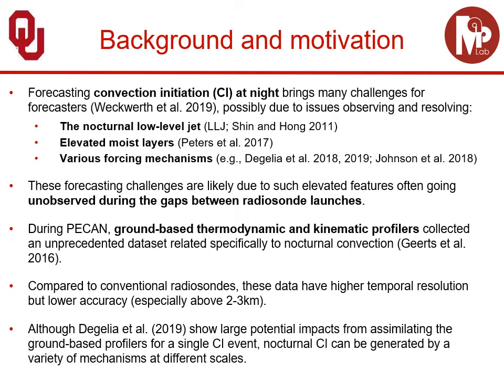Luckily, there was a great data set collected during PECAN that specifically sampled nocturnal CI events. These data include high-frequency thermodynamic and kinematic profilers, and assimilating such a data set could alleviate a large observational gap and improve forecasts of nocturnal convection specifically. Our recent paper demonstrated large positive benefits from assimilating this data set for a single case. However, nocturnal CI can be generated by a variety of mechanisms that occur at many different scales.